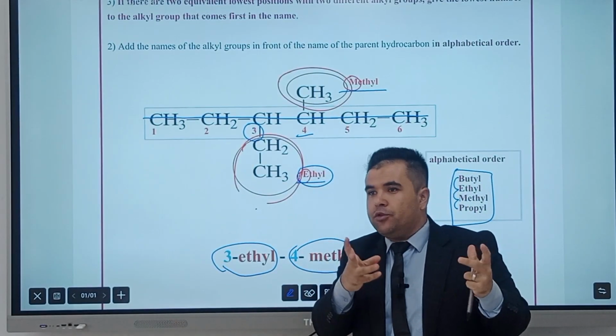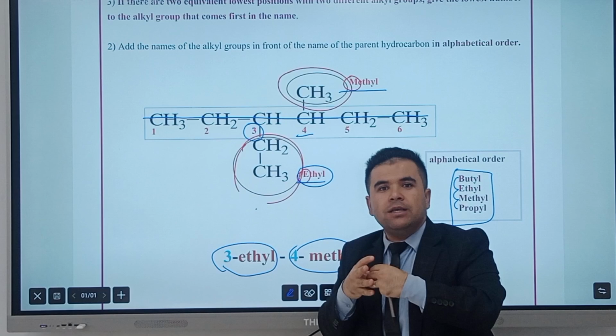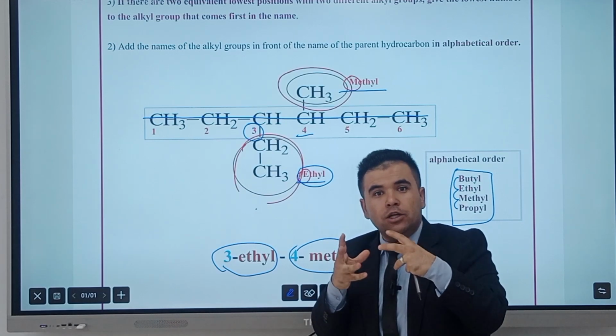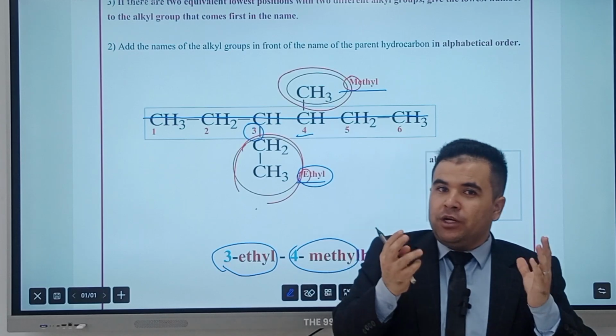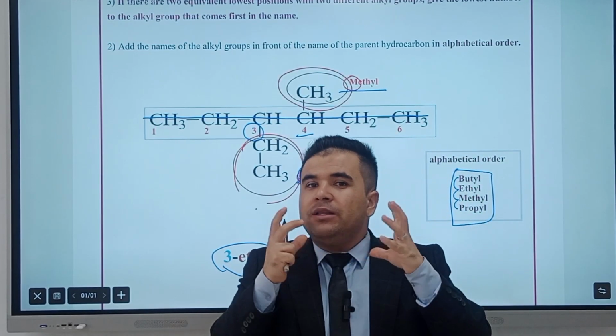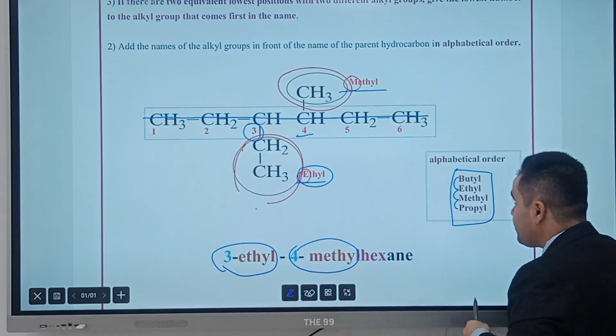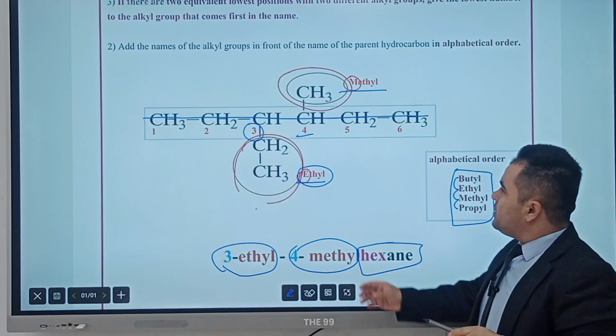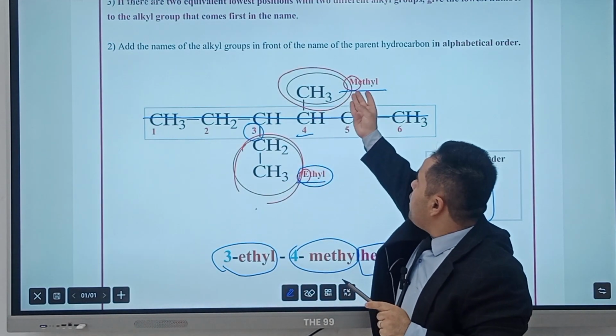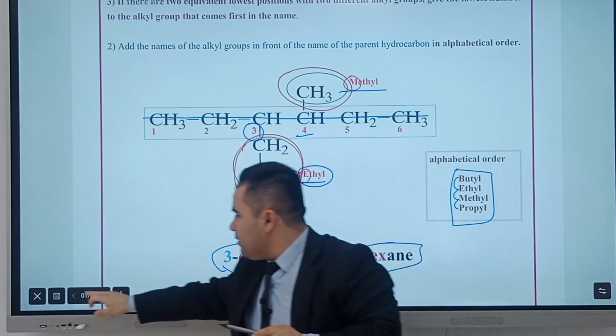They are different. We cannot write down 3, 4 together. Okay, guys? The alkyl groups differ from each other. We cannot use di, tri, tetra; we use di, tri, tetra when they are the same alkyl group. And then the parent is hexane. So it's 3 ethyl, 4 methyl, hexane.